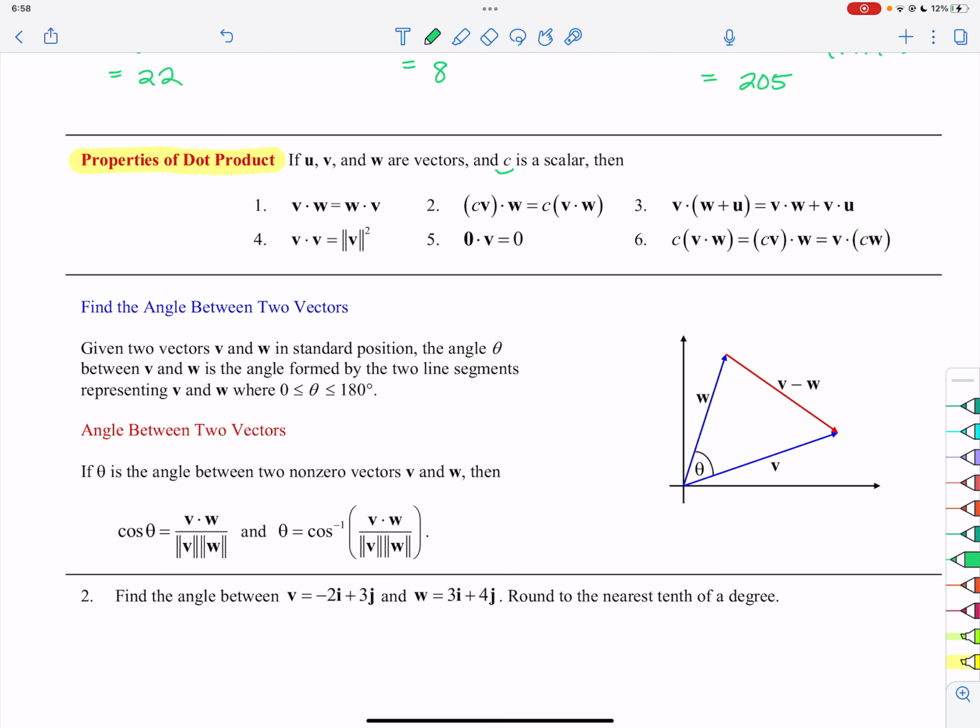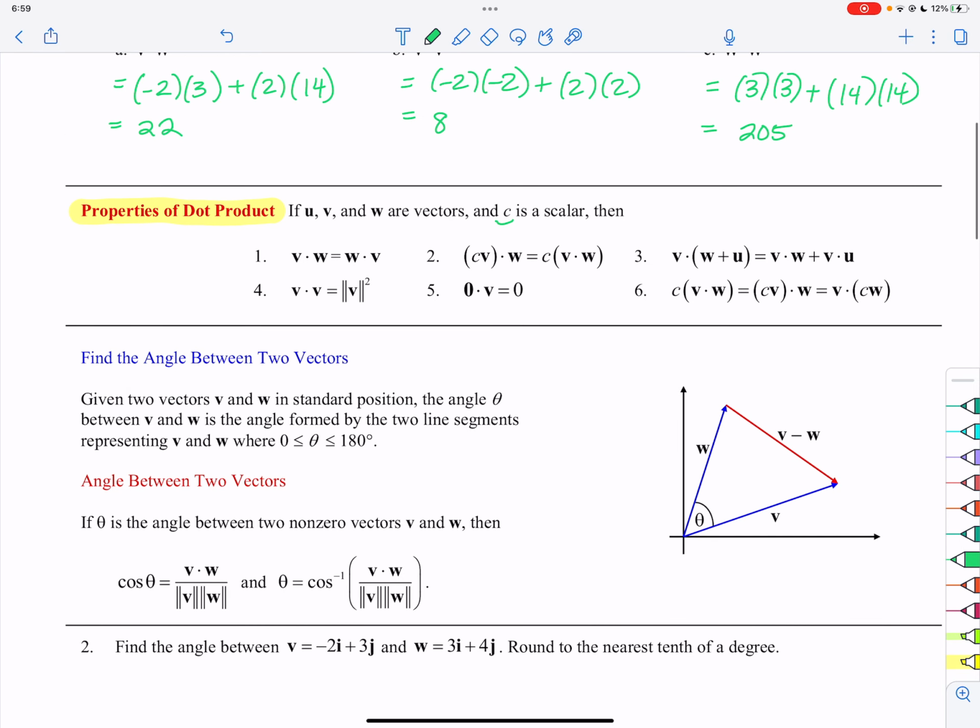As you can see, the dot product of V and W is the same as W and V. The vector V dot product with itself is equal to the magnitude squared. If we have scalar C multiplied by a vector with the dot product of W, we can go ahead and find the dot product of vector V and W and then multiply by that scalar. The zero vector dot product with any vector is going to be equal to 0.